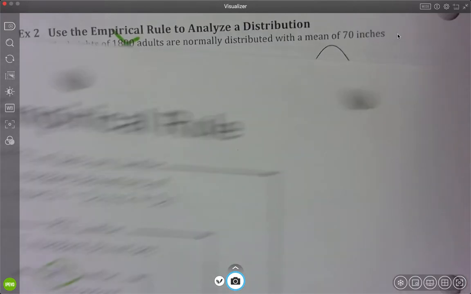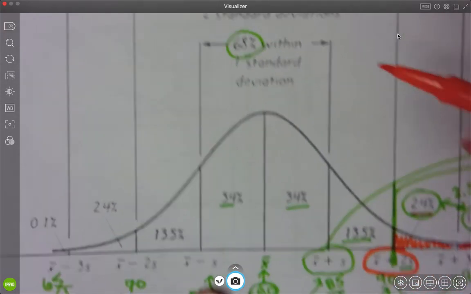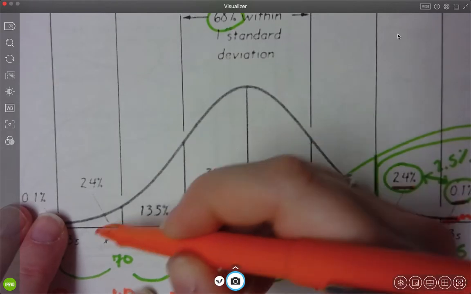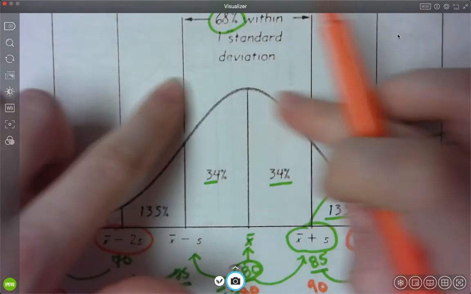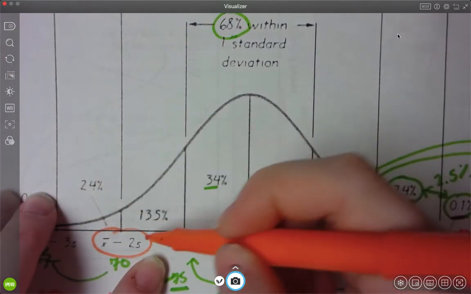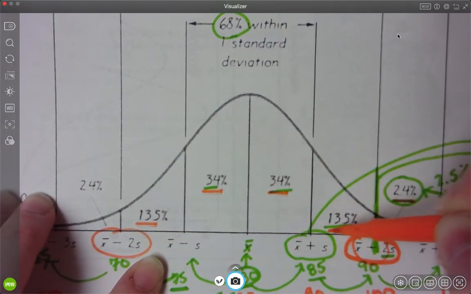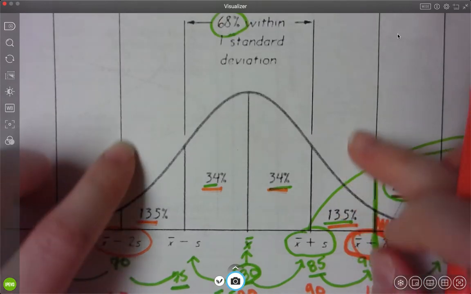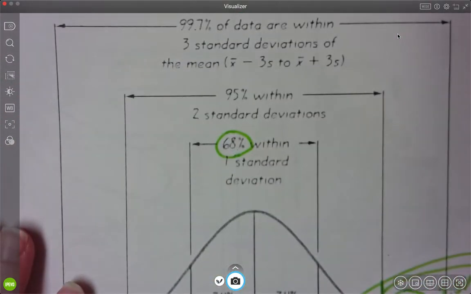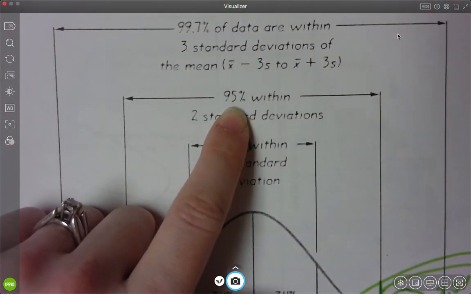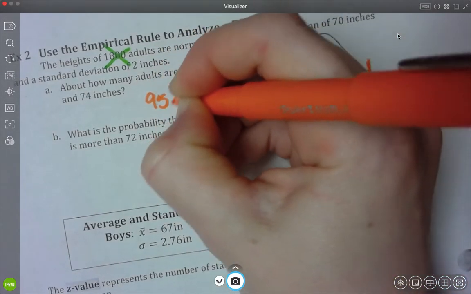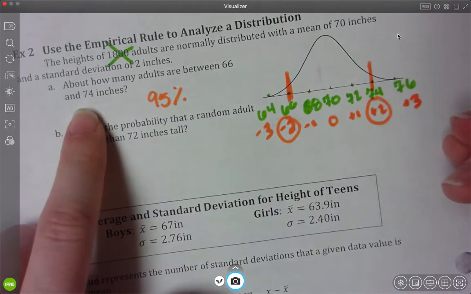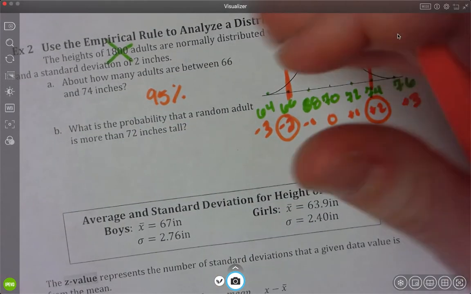So using our empirical rule sheet, between -2, which is down here, and +2, which is down here, what percent is in between those two? Well, I could add up each one of these 4 categories, right? But I know that if I'm going between -2 and +2, that would end up being 95%. So 95% of all adults are going to be between 66 and 74 inches tall, according to the data that I have.